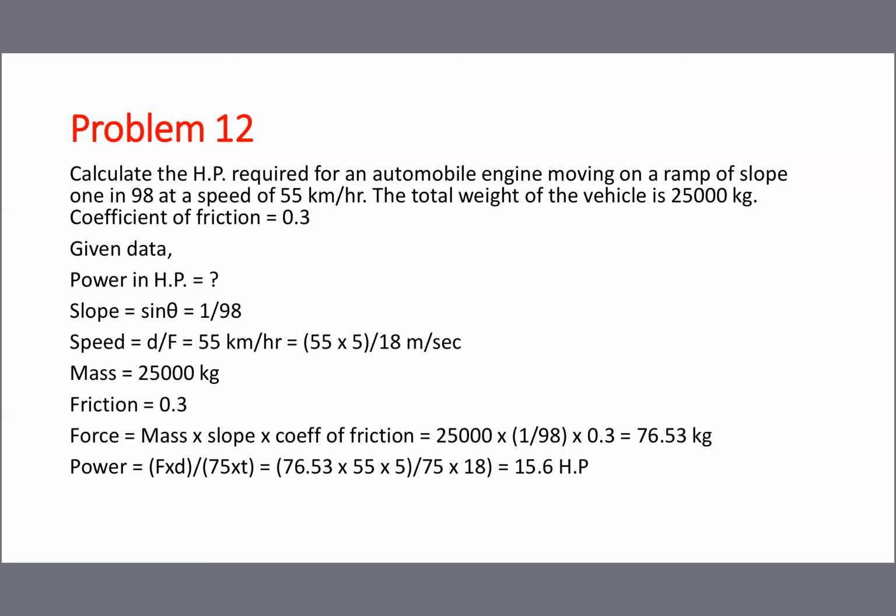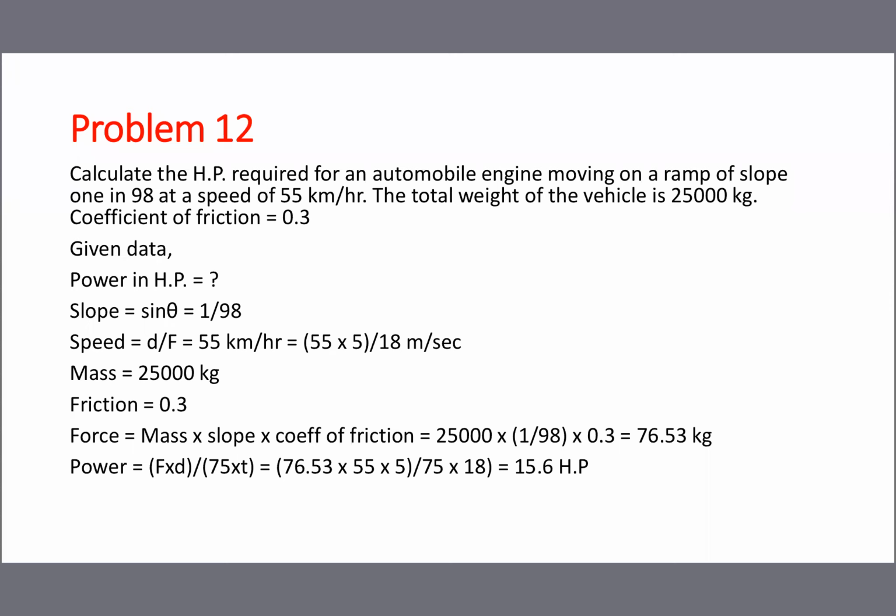So as I already told, you multiply everything: friction, slope, along with mass. So force equals mass into slope into coefficient of friction. Mass alone is given, you take it as force. Slope and friction are both given, means multiply along with the mass. So 25,000 is mass, slope 1 by 98 is sin theta, 0.3 is the friction value, and you will get the force.